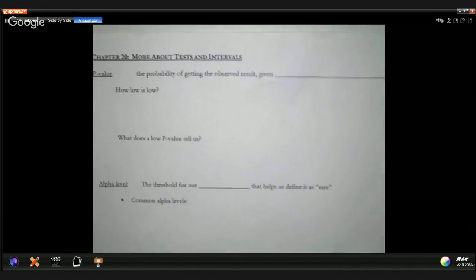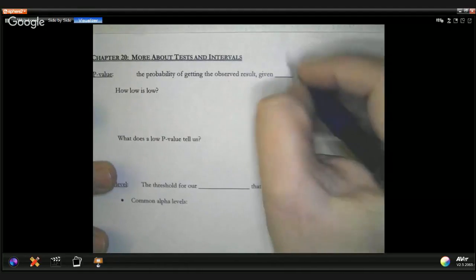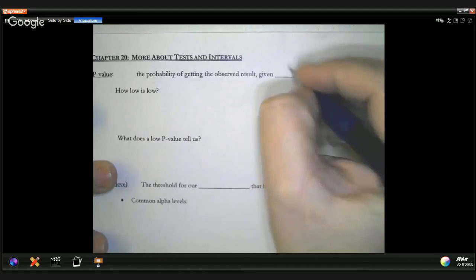All right, so what we're doing today is we're just going to continue talking about hypothesis testing, and now we're going to get more into specifics about it. So first of all, we need to remember what p-value is. And remember, p-value is that value that we've been finding from the normal CDF, right? And so the p-value is actually the probability of getting the observed result given that the null is true.